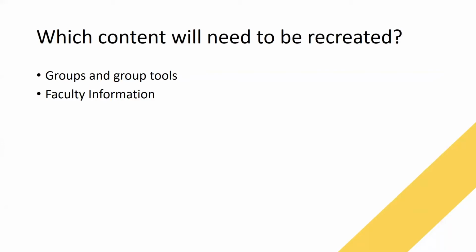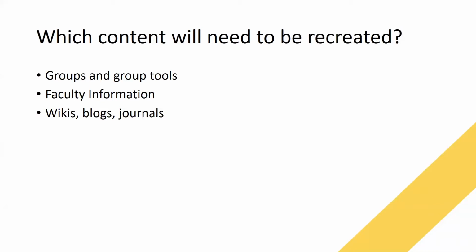In Blackboard, each course has a faculty information area. That does not exist in the individual Canvas course. Instead, there's a global profile that the students can get to from each course. So because of that, the faculty information that's in each course will not come over. So if you have any unique information stored in that area, you'll need to get that out of Blackboard and put it in the appropriate place in Canvas.